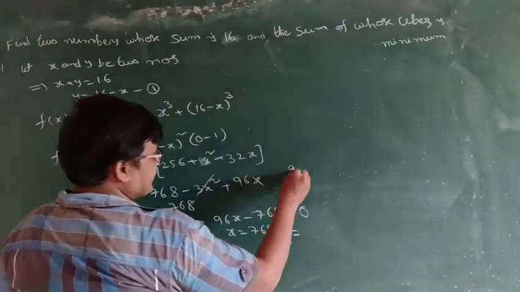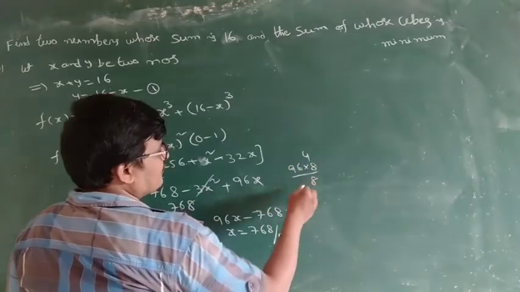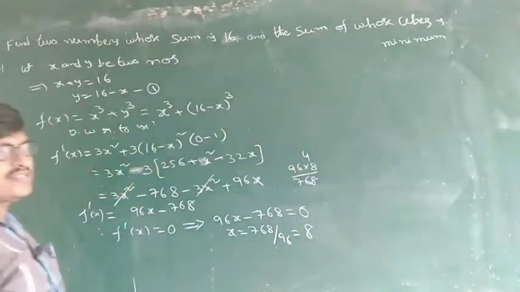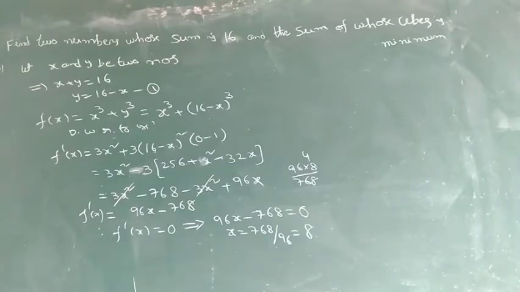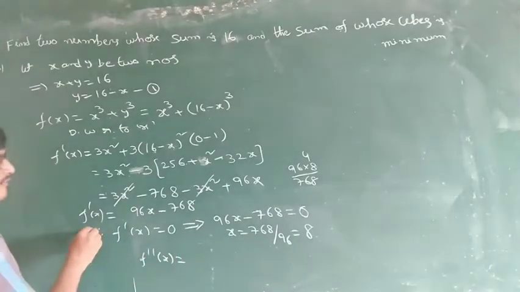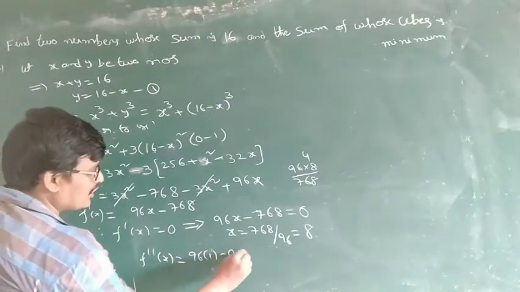Calculate 768 by 96: 96 into 8 is 768. So x is equal to 8. Which value? Minimum, the sum of cubes is minimum. So what is f double dash of x? f double dash of x is equal to 96.